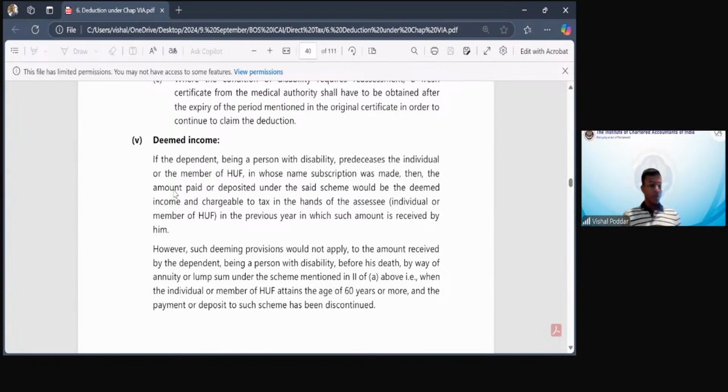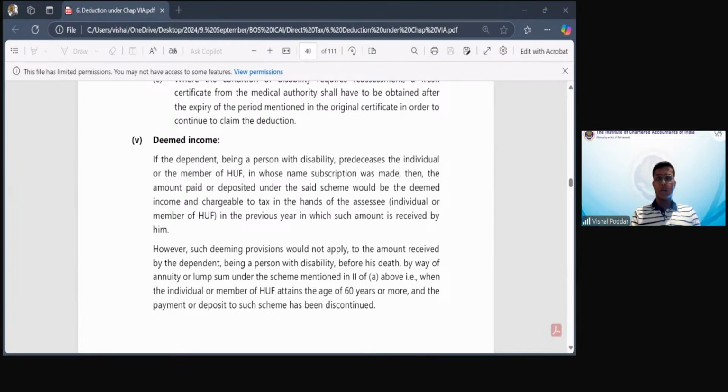deemed income. If you remember, I had mentioned these benefits are of two types, EEE or EET. EEE means today when you are paying, at that time also it is a benefit, that is deduction. When income is accruing, that time also it is a benefit. And at the end when you are receiving the amount, at that time also it is a benefit, it is EEE. But if at the time of receiving the amount it becomes taxable, it is called EET. Now some schemes are EEE, some schemes are EET.